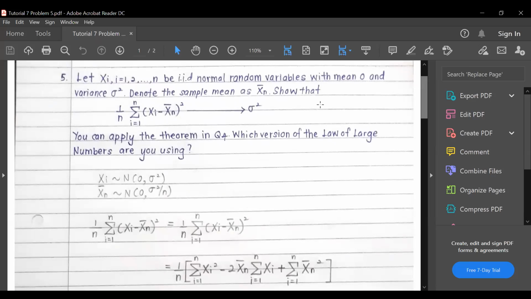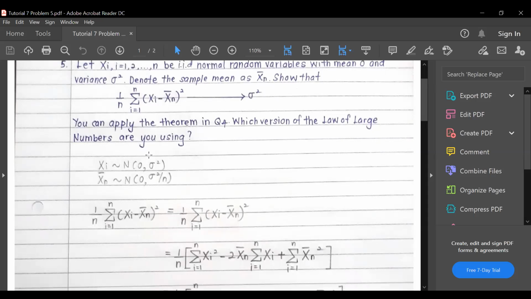So for question 5, it is given that Xi are independent and identically distributed normal random variables with mean 0 and variance sigma square. Denote the sample mean as Xn bar. Show that 1 over n times the summation of (Xi minus Xn bar) square converges to sigma square. This is the question where you can apply the theorem in question 4. Which version of the law of large numbers are you using?